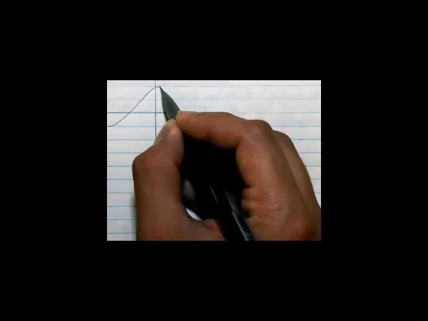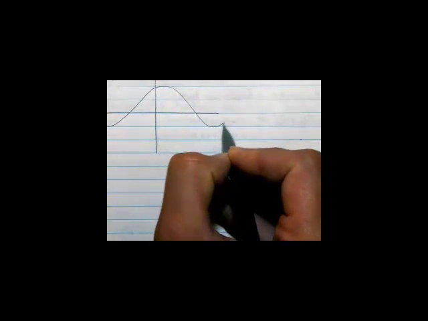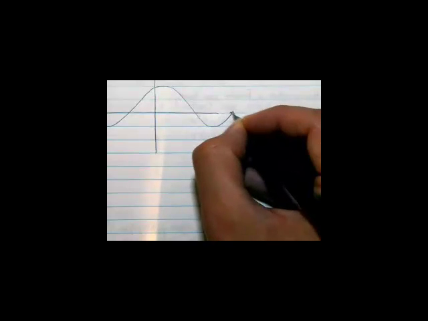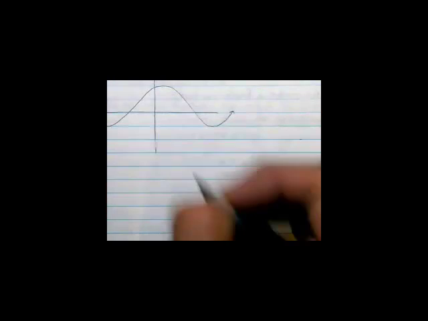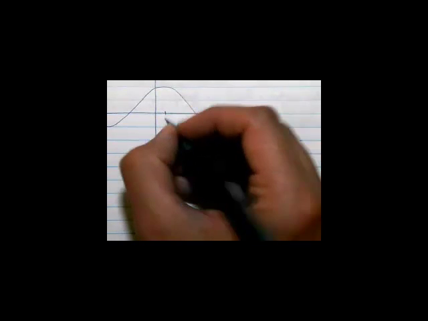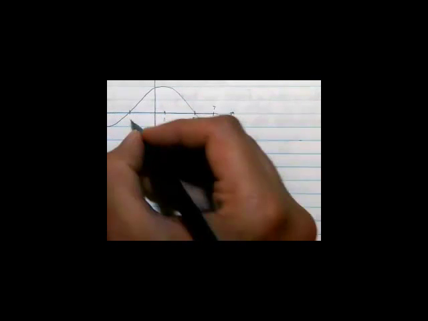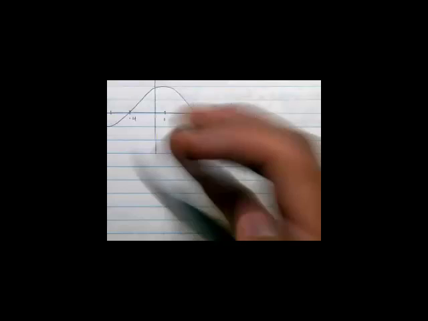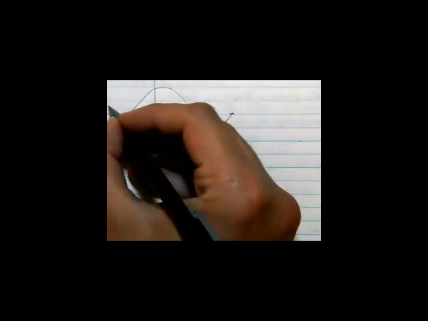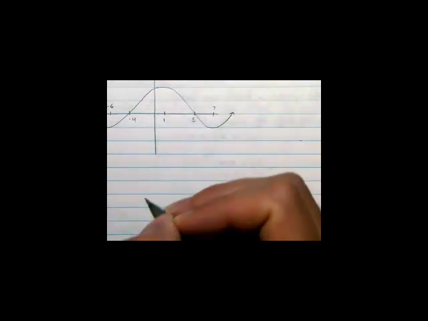So let's say we've got a graph here of a function. Let's say it's doing something kind of like this. And this is at, let's say, 1. This is at 5. That's 7. -4. And maybe -6.